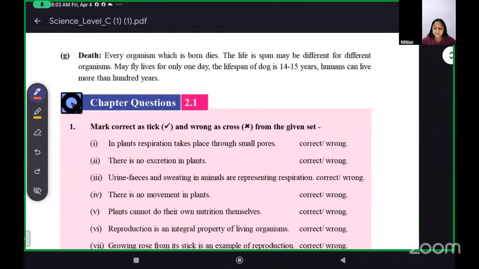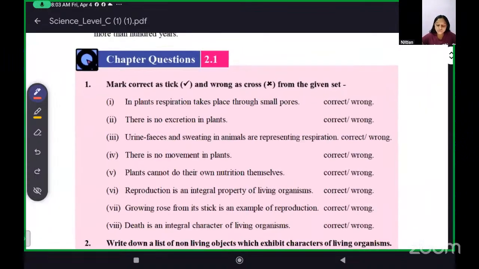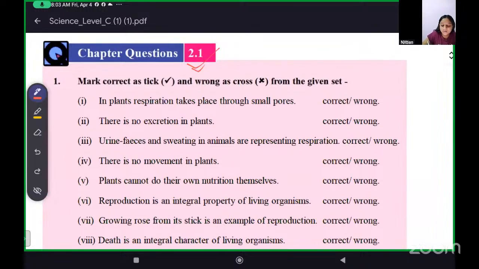So this was about the qualities of living organisms. Now, exercise 2.1 you can try out as homework.